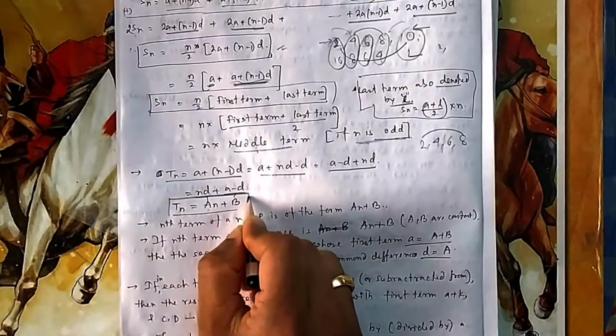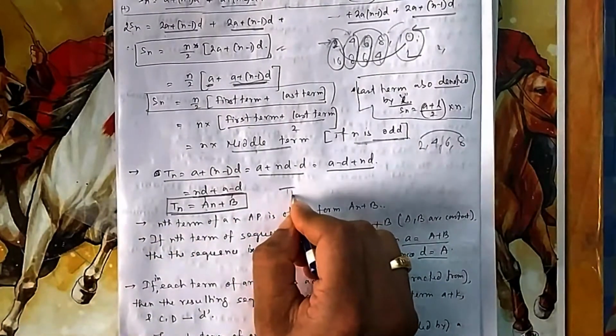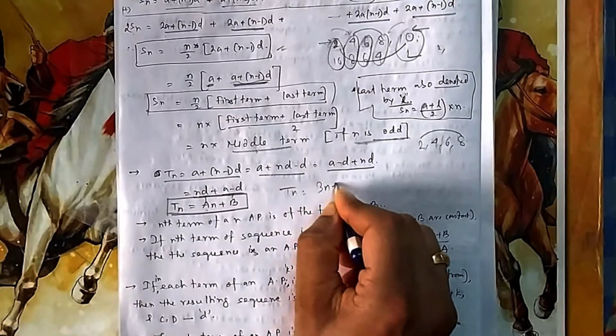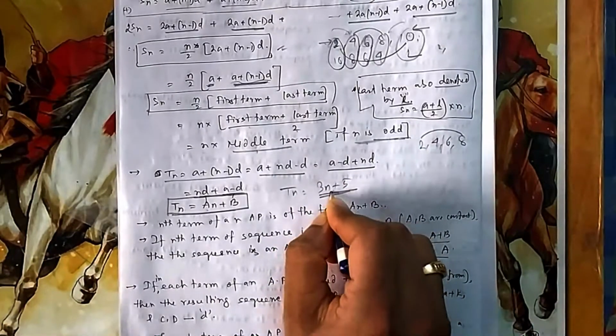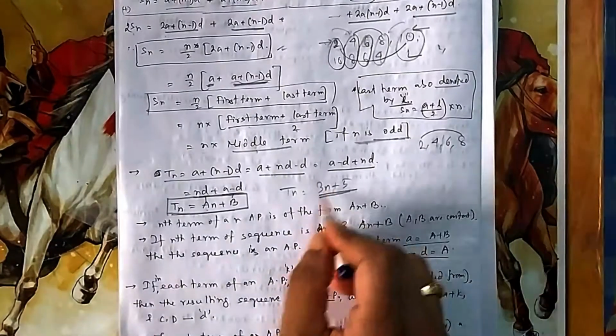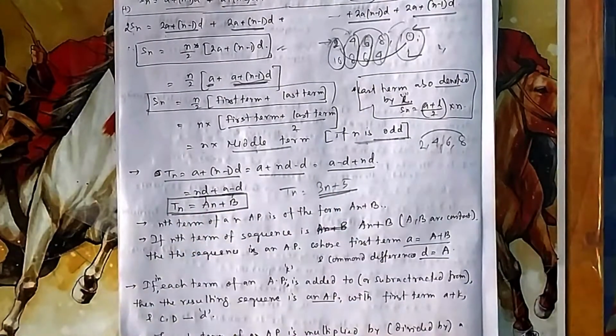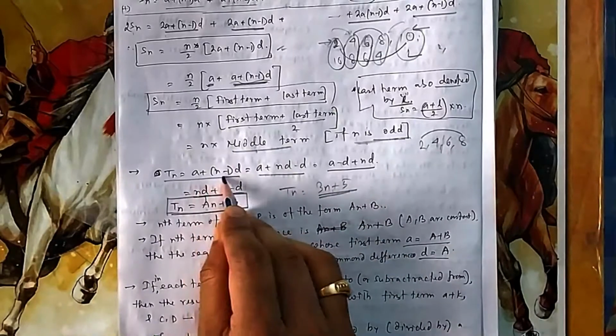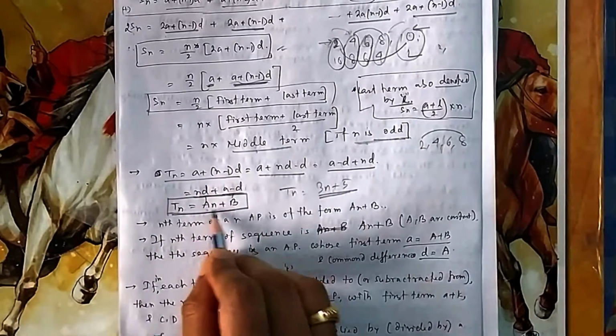So anything Tn of this fashion, suppose I say Tn is equal to 3n plus 5. So by seeing this, you should know that they are talking about AP, because in AP your Tn looks like this, because it may not be given in this beautiful format. They can expand it and they can give it.